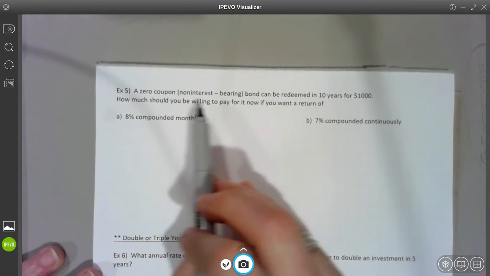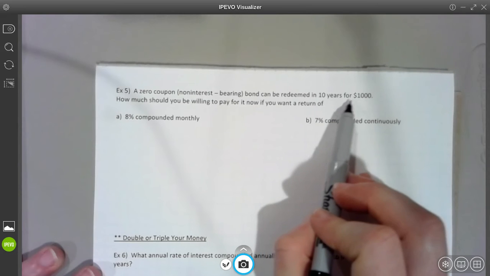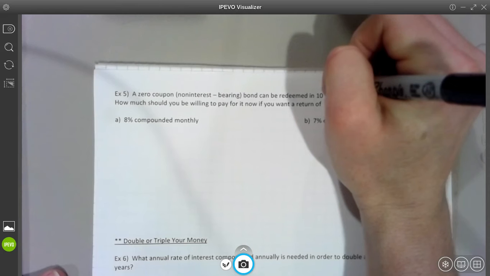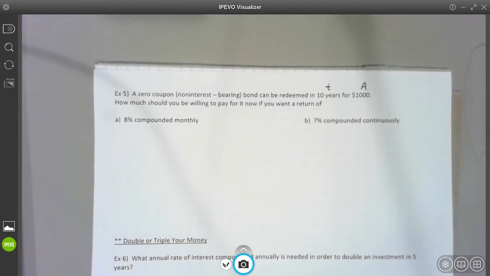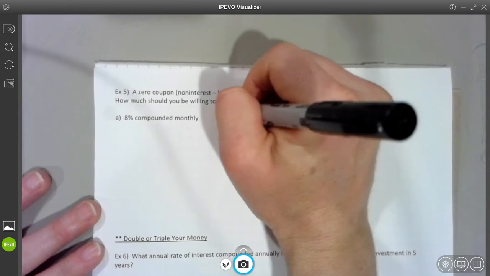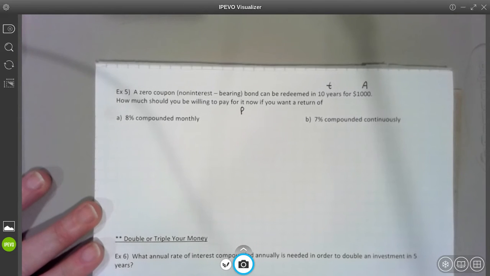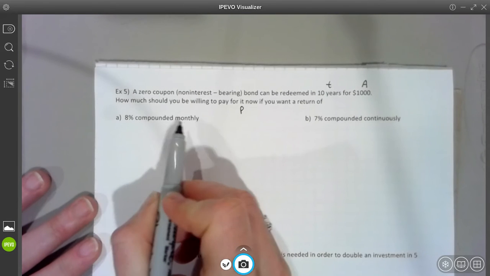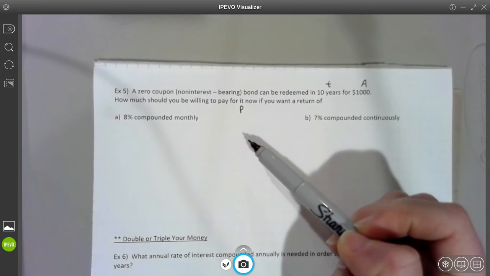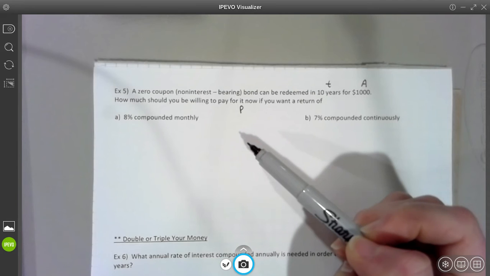All right. So they're saying that this can be redeemed in 10 years for $1,000. So it'll be worth $1,000 after 10 years. So that's clearly time, and that's clearly A. The end amount of this bond will be $1,000. How much should you be willing to pay for it now? So basically your present value, if you want a return of 8% compounded monthly. So if I wanted to end up with the same amount of money, had they given me an 8% rate compounded monthly, well, how much should I be willing to buy this bond for right now? What should be the present value of this bond?